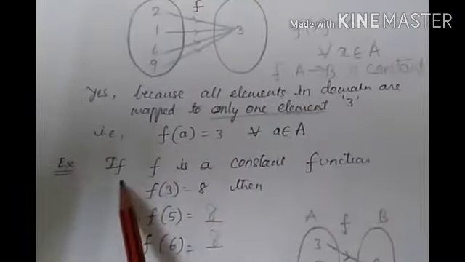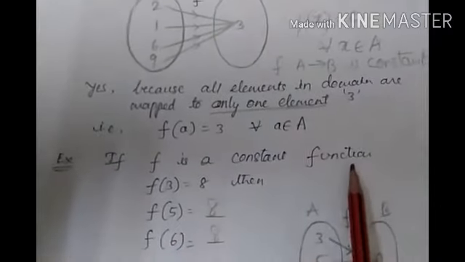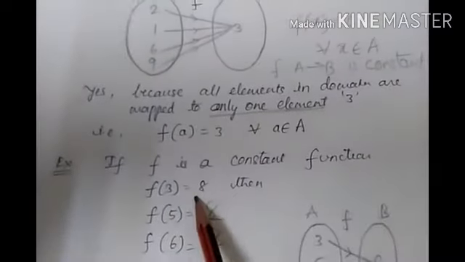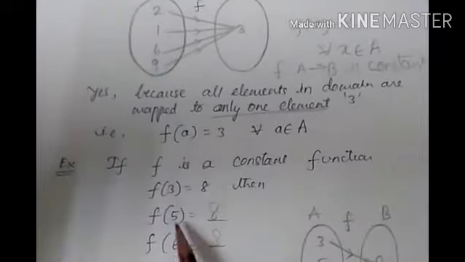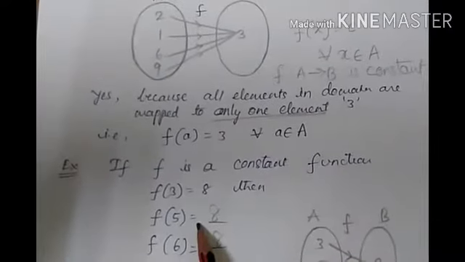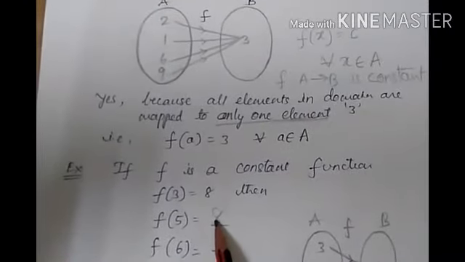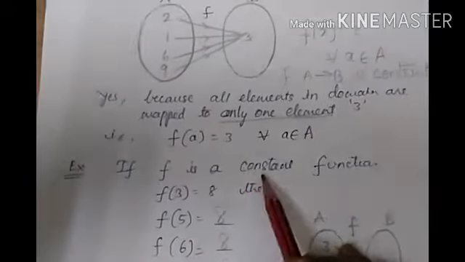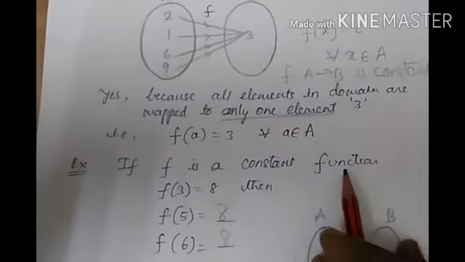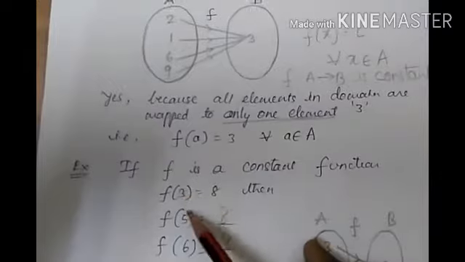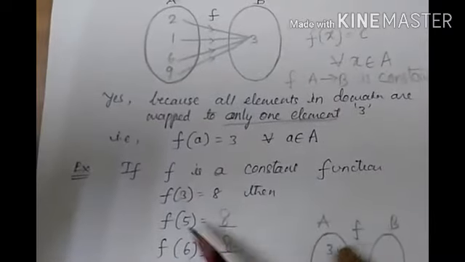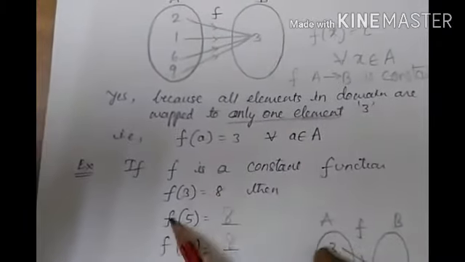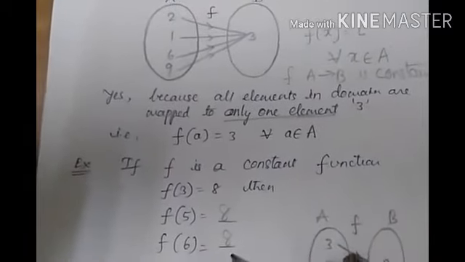Another example. If f is a constant function, f(3) = 8, then f(5) equals how much? It is also 8. Why? Given that f is a constant function. For a constant function, all input values have the same image. So f(3) = 8, f(5) = 8, f(6) = 8.